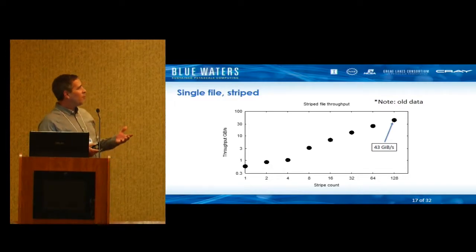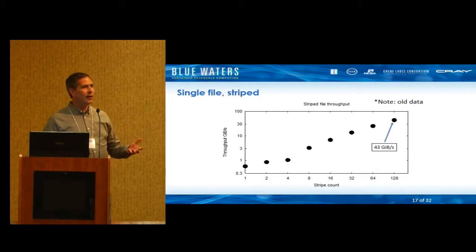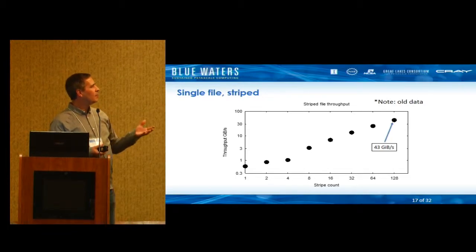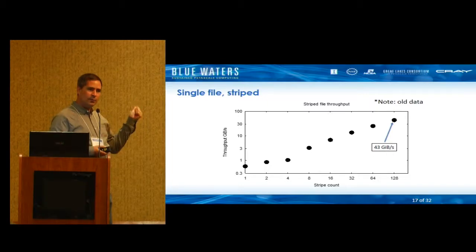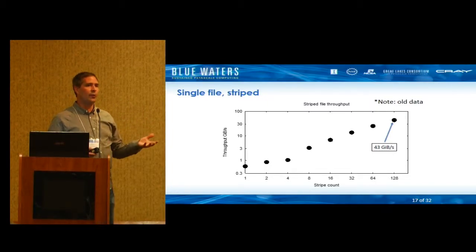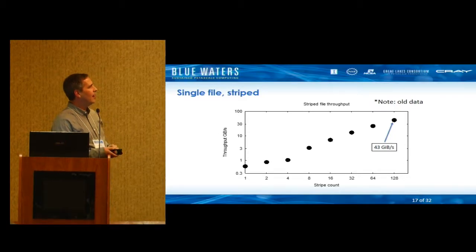So here's the I/O performance I was able to get. I think this is write throughput with a single file with different levels of striping from 1 stripe to 128 stripes. With a single stripe, I got about 500 megabytes per second, same as before. And with 128 stripes, I got 43 gigabytes a second.